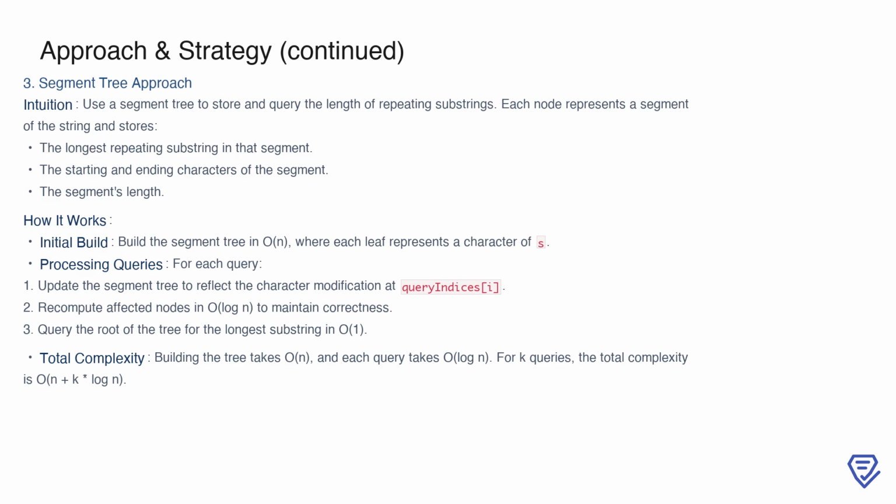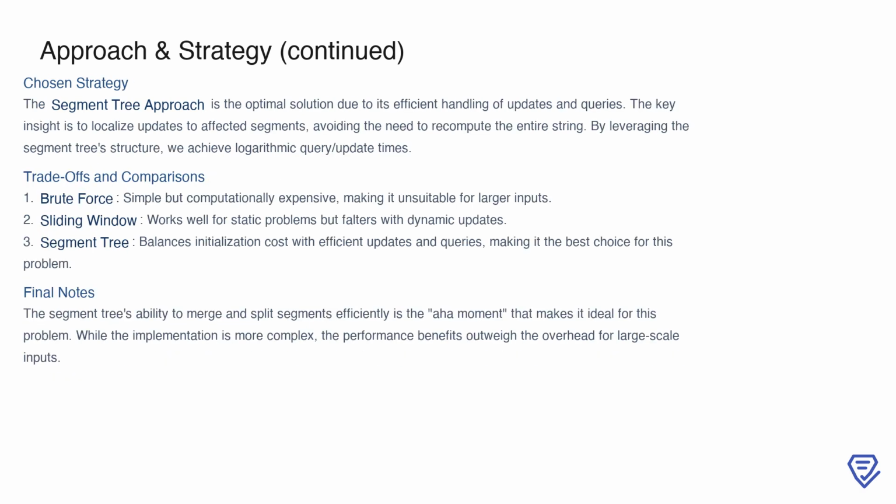solution. The segment tree approach emerges as the optimal strategy for this problem. It leverages the principle of localizing updates to affected segments, avoiding the need to recompute the entire string after each modification. Compared to the brute force method, which is computationally expensive, and the sliding window approach, which struggles with dynamic updates, the segment tree strikes the right balance.